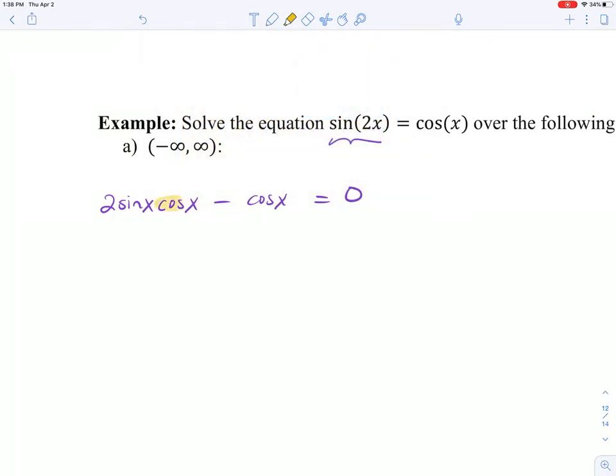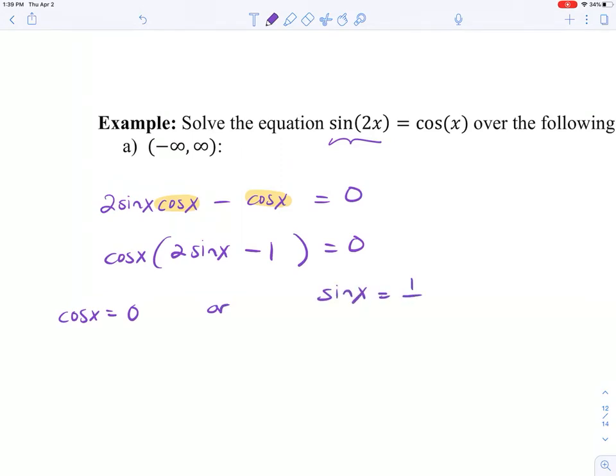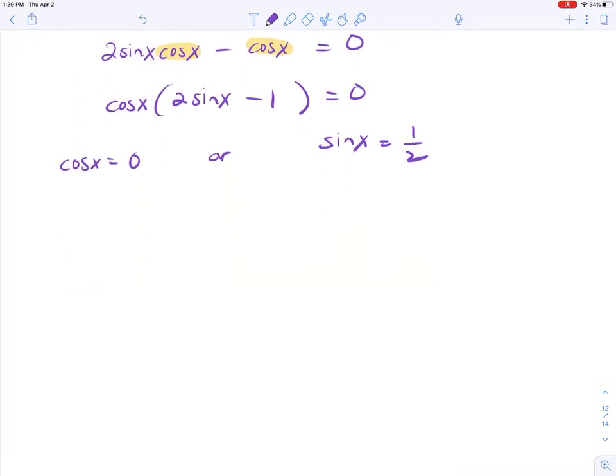now I can see that there is a common factor of cosine in that difference. So I can factor out cosine. And now that I have the left-hand side rewritten as a product, I can apply the zero product property. So cosine of x equals 0, or sine of x is equal to positive 1/2.